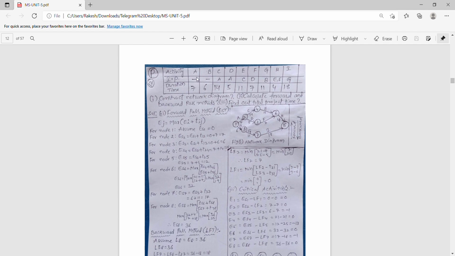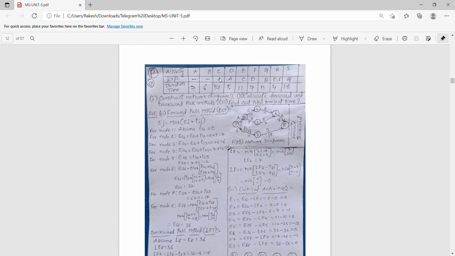First, keep any node, say 1, and A is coming. IP means initial predecessor, meaning the previous one. A is coming from empty, meaning it is coming from 1. Activities are represented by arrows, so this arrow is represented by A, and the time duration is 7. Next, B is also coming from empty, so from node 1, and B is the activity. This arrow is represented by B.